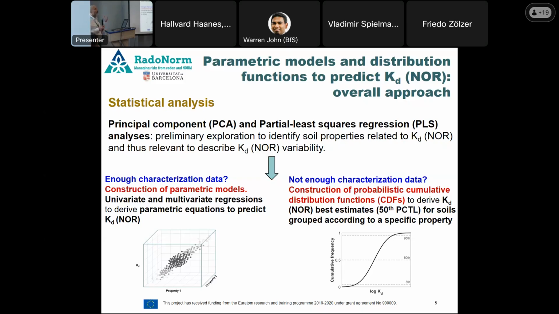If the answer is yes, let's go for it. And then we construct parametric models, univariate or multivariate, we'll see a couple of examples of that, in order to predict KD based on those parametric equations.